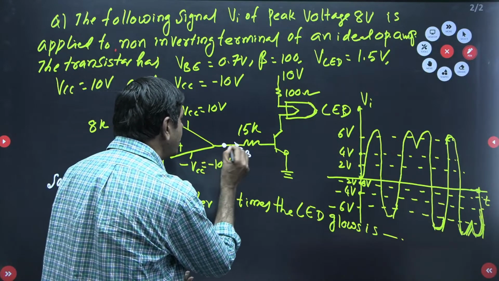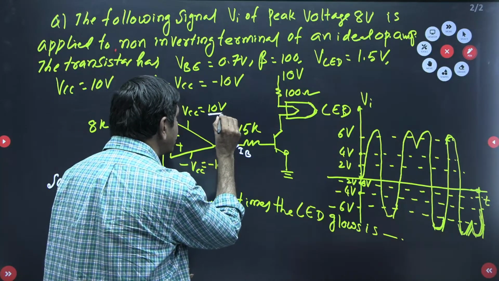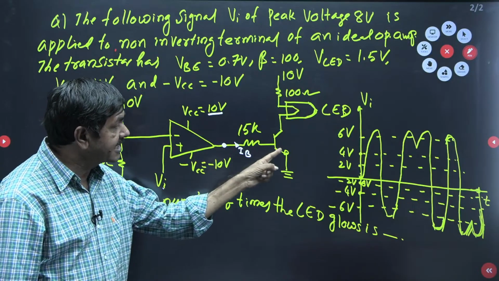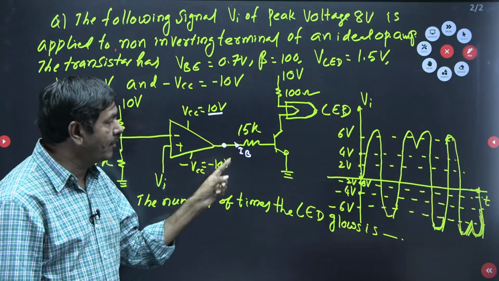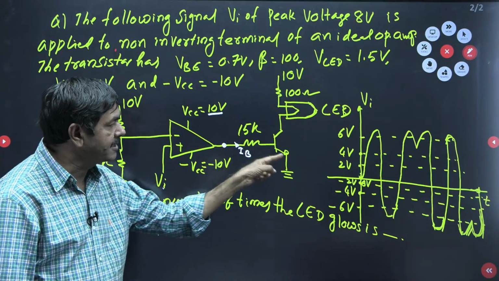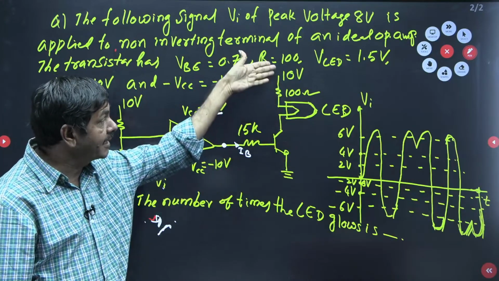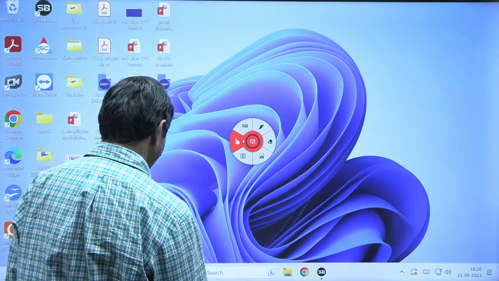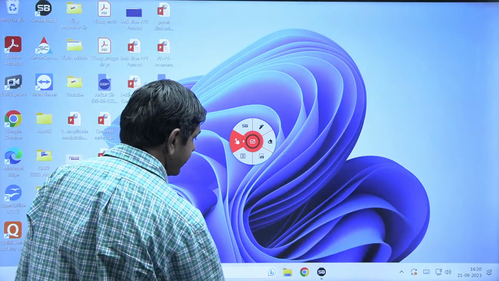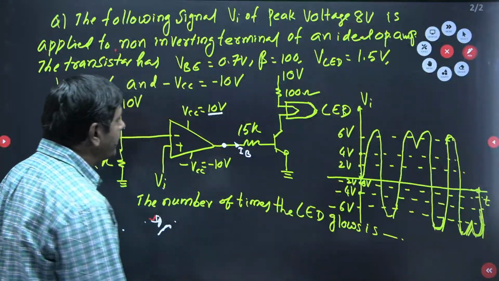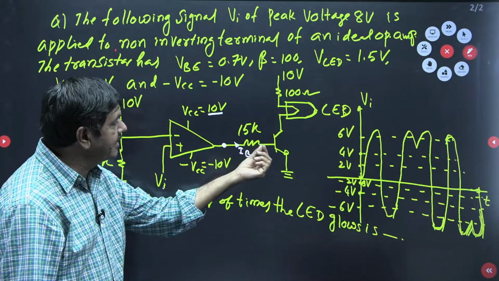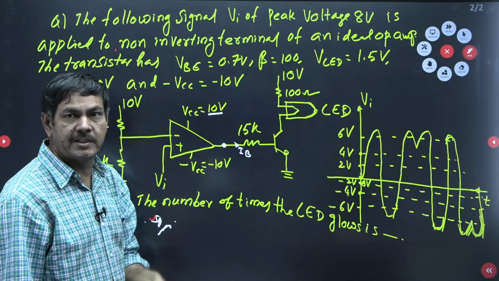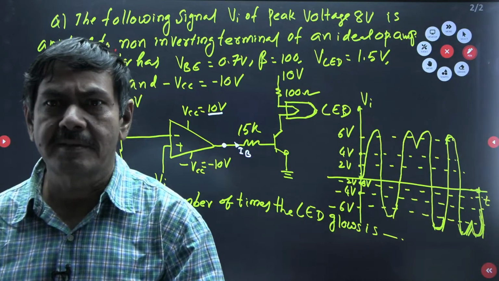The base voltage must be a positive potential. Whenever I get positive potential, the transistor will be on. Base to emitter will be forward biased, current starts flowing, and then collector current will pass. Once this voltage is positive, base current will flow, collector current will flow, and the LED glows.